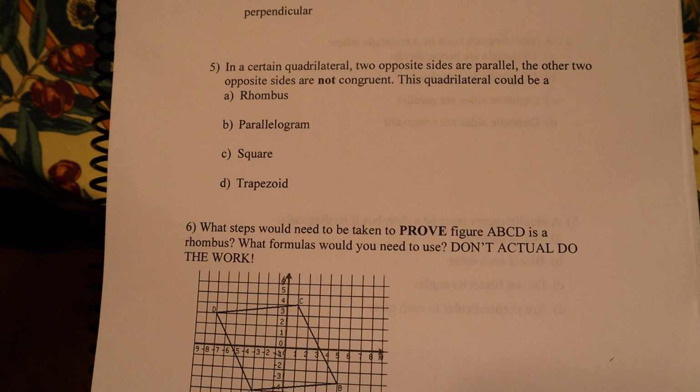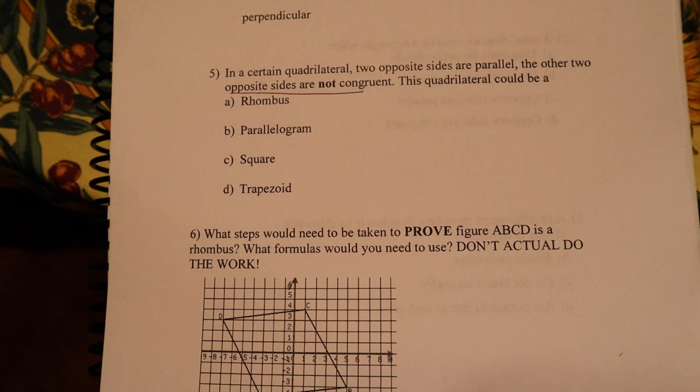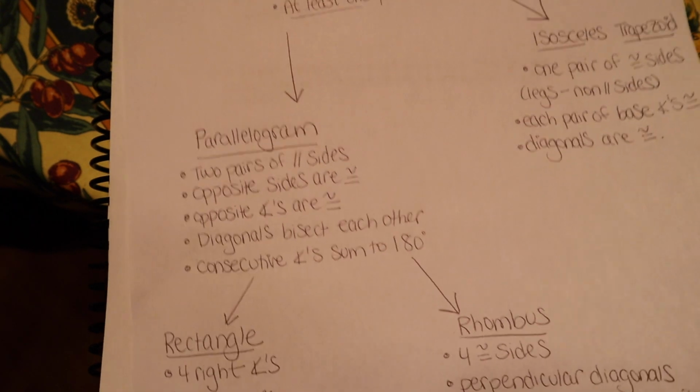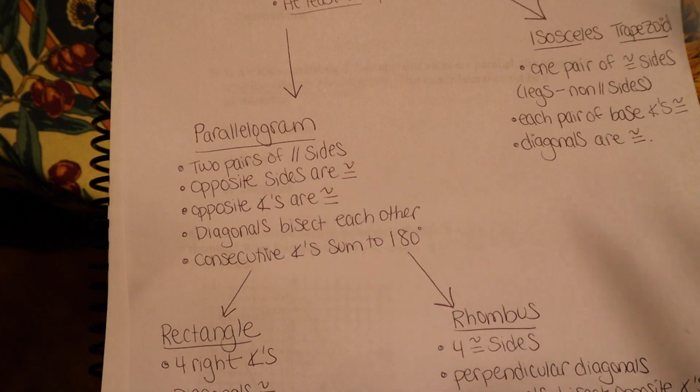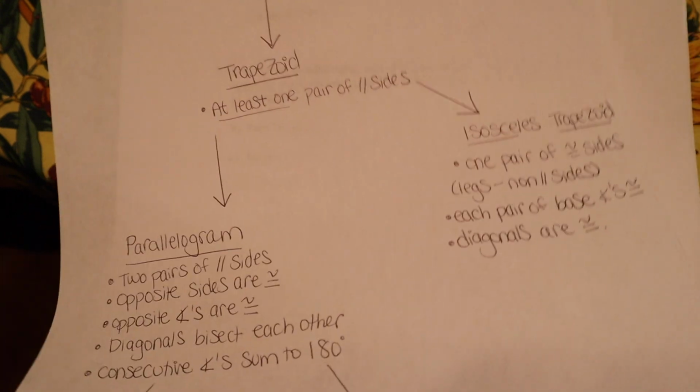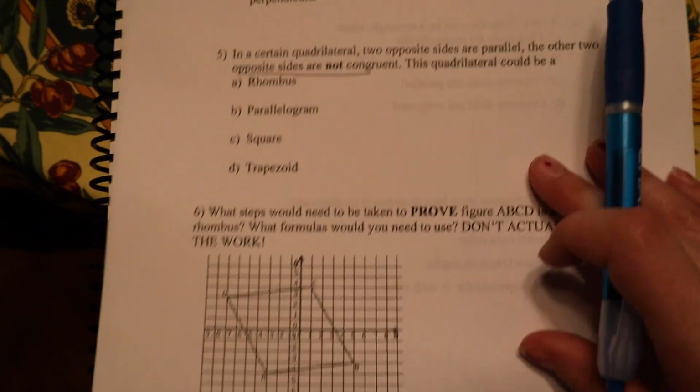In a certain quadrilateral, 2 opposite sides are parallel. The other 2 opposite sides are not congruent. Again, this is a big red flag. You have another pair of opposite sides that are not equal. But every parallelogram has opposite sides that are equal. So that would mean the shape would have to be a trapezoid.